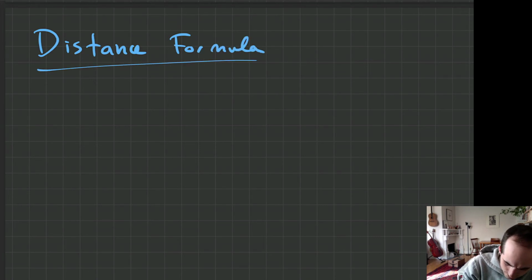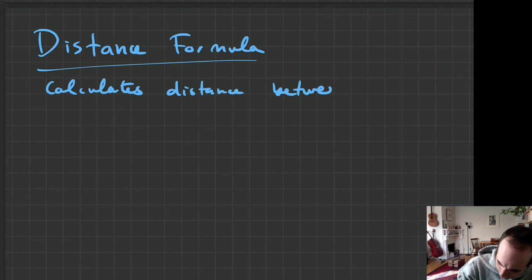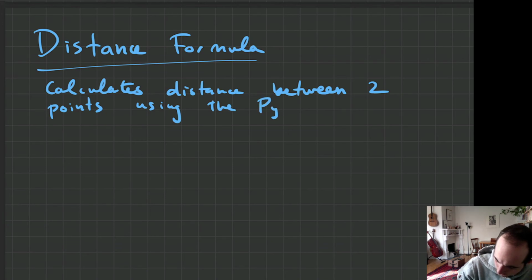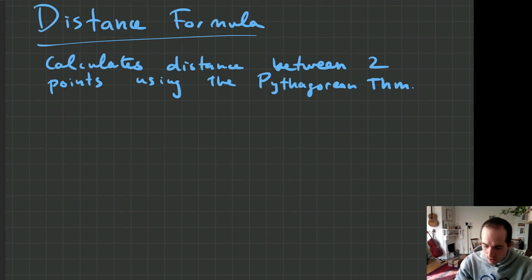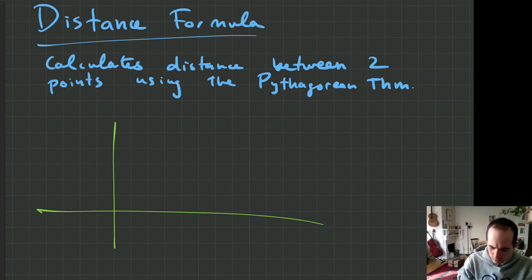So this is a formula that calculates the distance between 2 points. And it does so using the Pythagorean theorem. Okay?